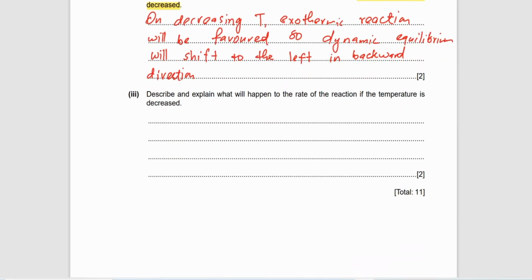Describe and explain what will happen to the rate of reaction if the temperature is decreased. Here, the dynamic equilibrium is not being mentioned, so simply we can take the collision theory. In the case of the forward reaction, when the temperature is decreased, kinetic energy is decreased. When the molecules have lower kinetic energy, their effective or successful collisions will be less, and the rate of reaction will also be decreased.